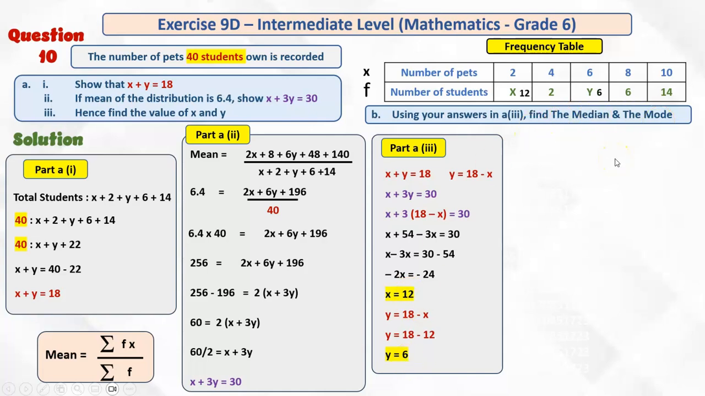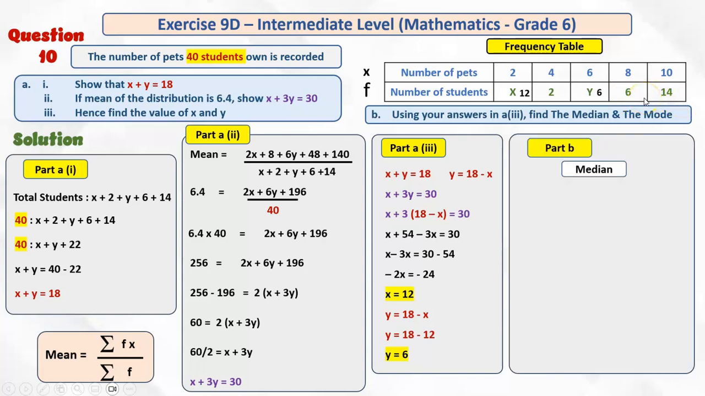And what is median? If we look at the distribution, the number of students having 2 pets is 12, and the number of students who have 6 pets is 6. So the number of students becomes 12 plus 2 plus 6 plus 6 plus 14, which is equal to 40. And finally, finding the median. Median is the (n plus 1) divided by 2th value, where n is the number of students, which we already know is 40. So 40 plus 1 divided by 2 is 41 divided by 2, which is 20.5, the 20.5th position.